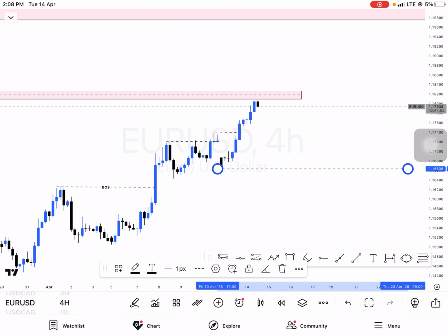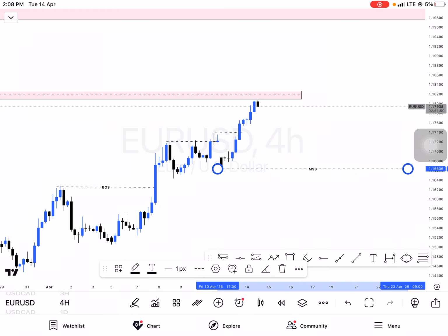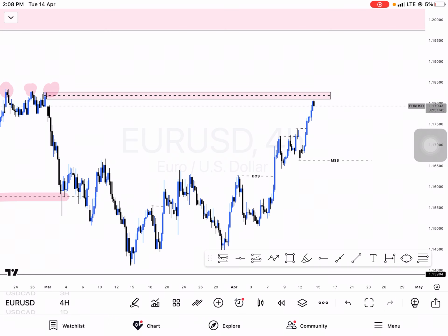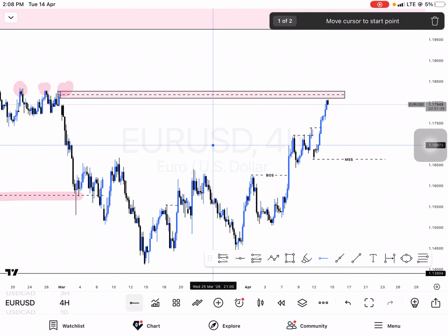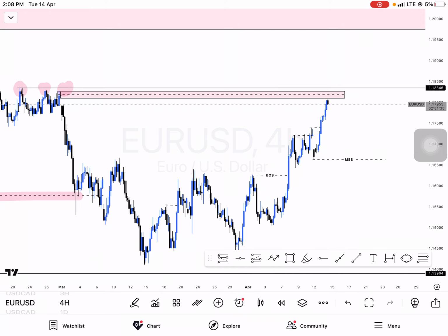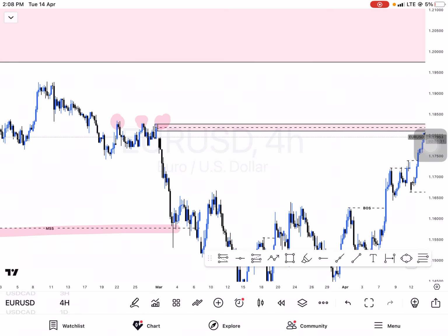If the market should break this low here and give us a market structure shift, this confirms that the sellers are in and we are about to take the market to the downside. But as far as the market is still in a bullish phase, we might see the market taking this out as liquidity. Take that out as liquidity. Let me delete this and redo that again for you guys to understand.